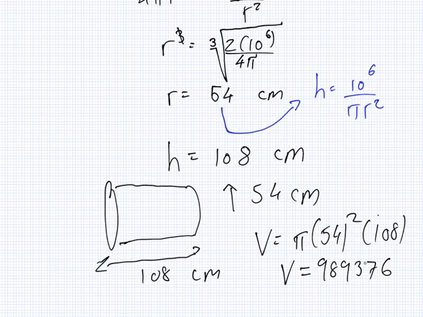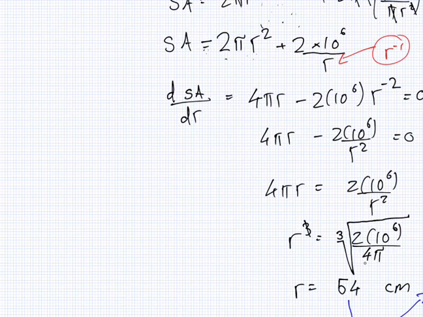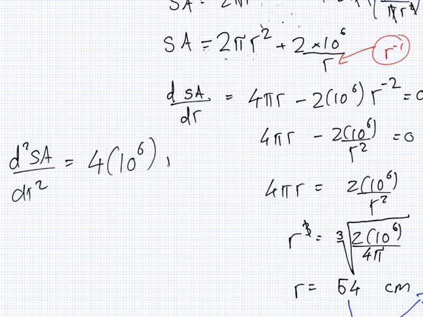We need to check that it's a minimum. It'd be terrible if we made the worst possible tank using the most material. We want to make sure it's a minimum. So I'll just do it on the side here. Second derivative now. So differentiate this again. That would be 4 times 10 to the 6 R to the minus 3. The minus 2 comes down. Positive or negative?